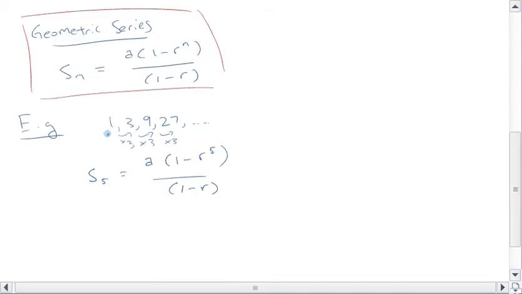Okay, so this bit's pretty easy. Remember, a is the first term, and in this case it is this number 1 here. So a is equal to 1. The common ratio is this number here, and that's called r, so r is equal to 3. So I can plug these back into this equation and work out what S5 is.